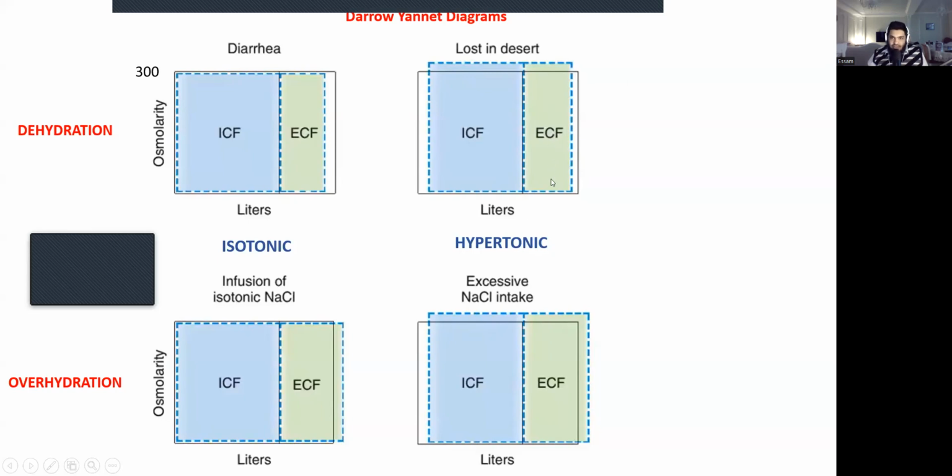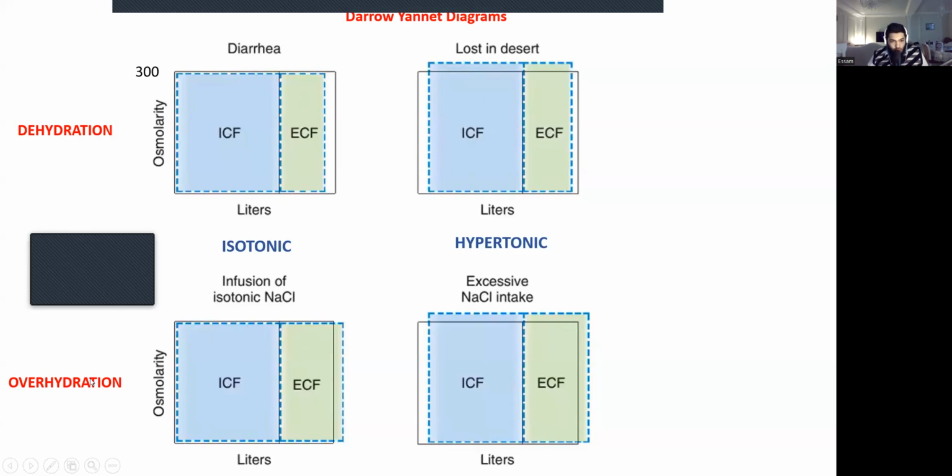What happened in this case? ECF is reduced and it became hypertonic. So ICF also got reduced. Yes, ECF was reduced because of dehydration. But it is hypertonic, so water moved from ICF to ECF. And when water moved from ICF to ECF, ICF also reduced. So it will give this kind of graph.